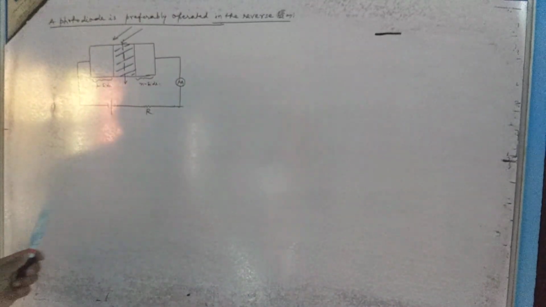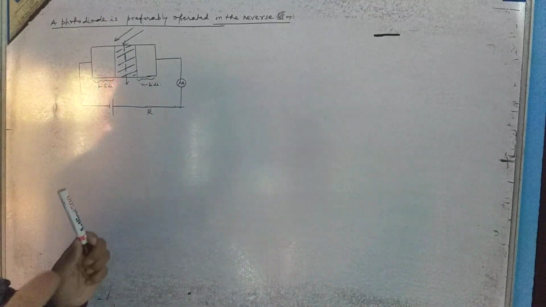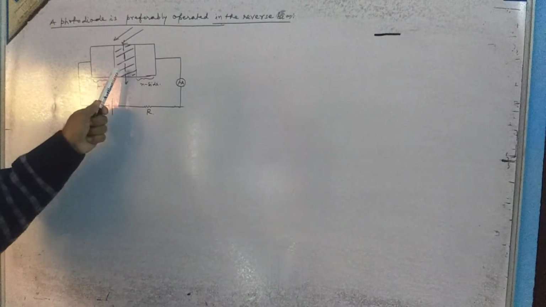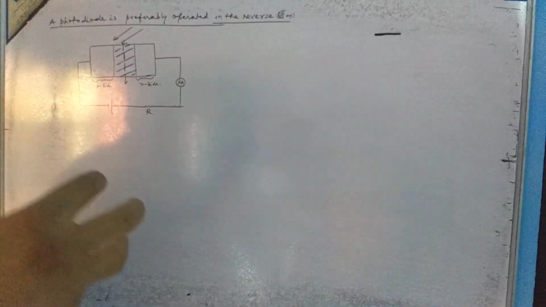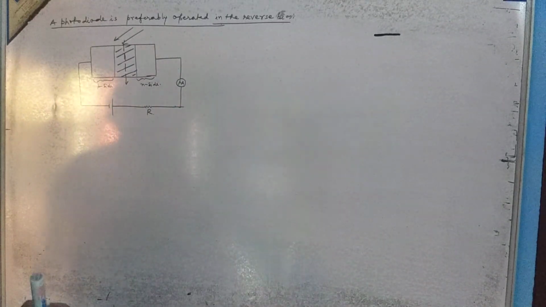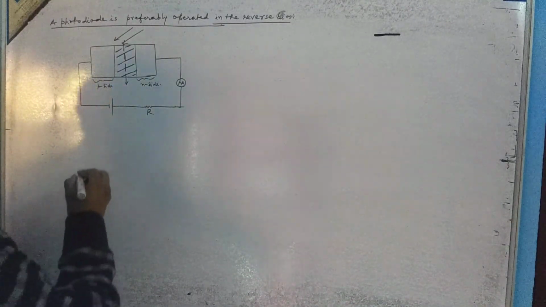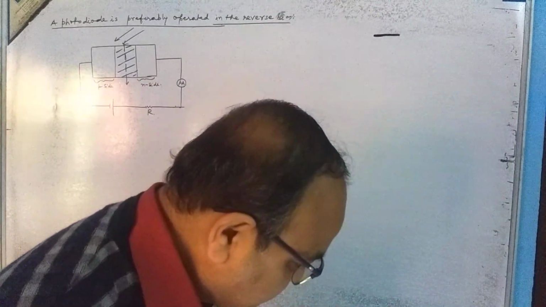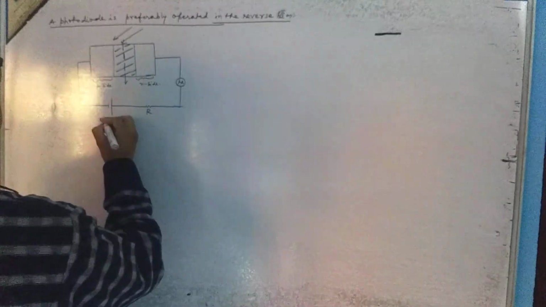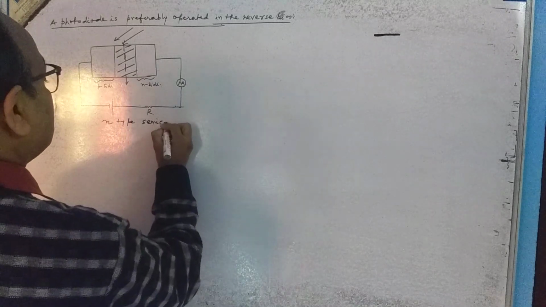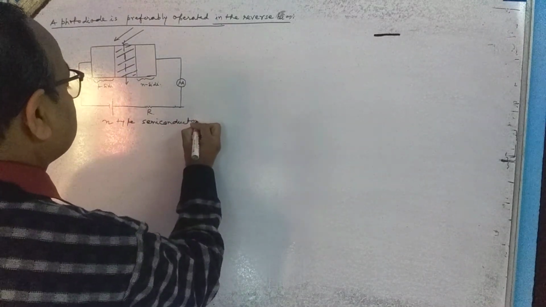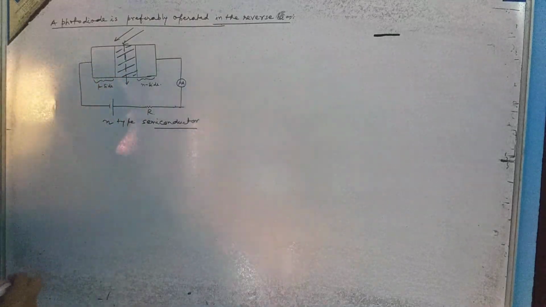Try to follow me. This is a photodiode. I have repeated this figure. This is the junction. This is the P side. This is the N side. Here the radiation of suitable energy is falling on the junction. Let us consider that it is made up of N-type semiconductor.